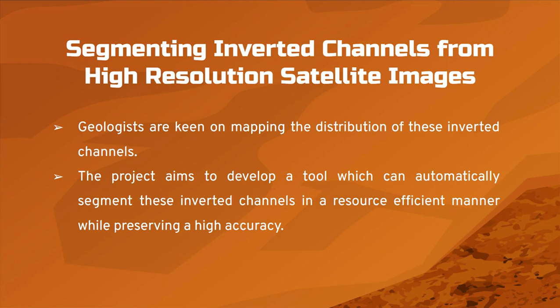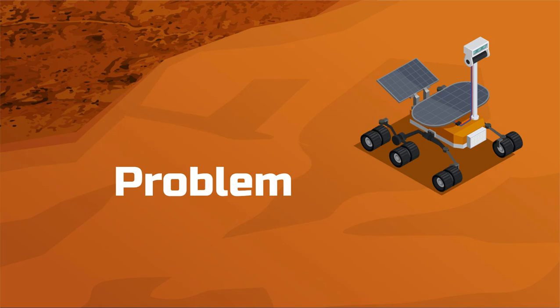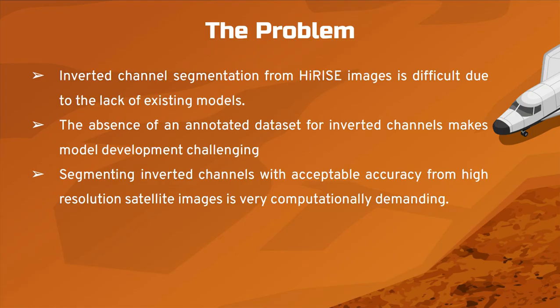What our project aims to do is to develop a tool which can automatically segment these inverted channels in a resource-efficient manner, while preserving a high accuracy. So, let's take a look at the problem at hand. The first problem is that currently there are no models that segment inverted channels from high-res images. Also, there's no annotated dataset of inverted channels for us to train a model on. And the final problem is that since high-res images are of very high resolution, segmenting inverted channels from them requires a lot of computational resources.